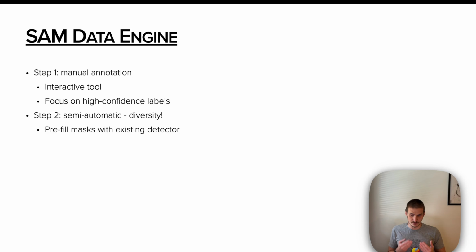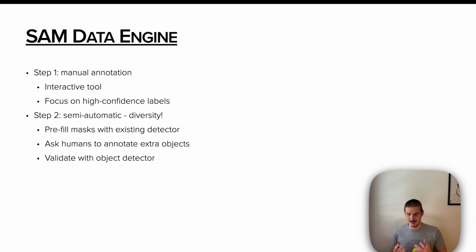So now from the first stage, we already have our first iteration of the SAM model, of the detector, and we can pre-fill some of the masks that we know with the existing detector. And then what we do is we ask people to annotate some extra objects, to focus on the objects that previously we didn't even think to annotate. And in addition, we can validate the quality of such annotation with an object detector, because knowing the precise pixel segmentation of the object, you can just calculate the precise bounding box from that.